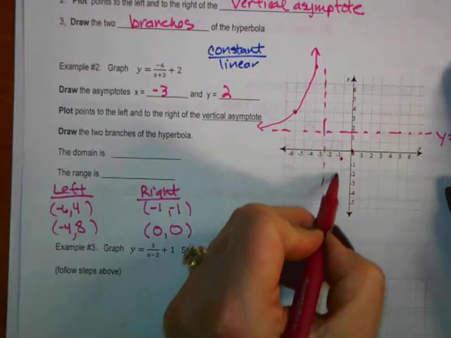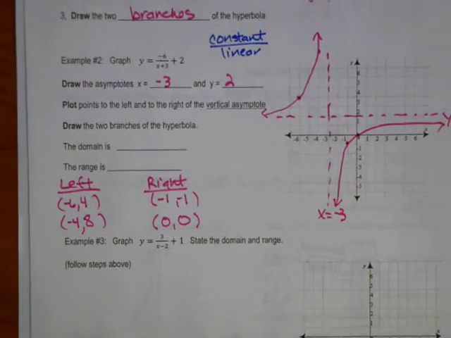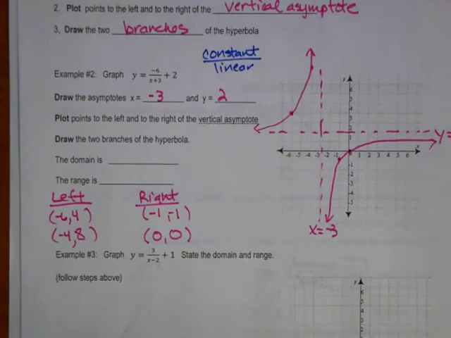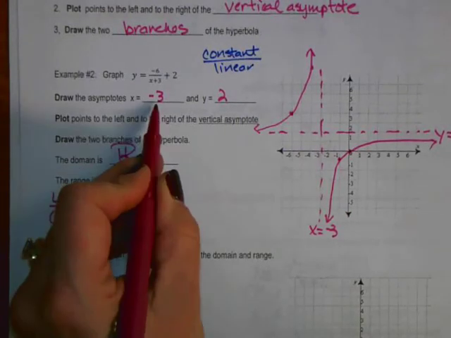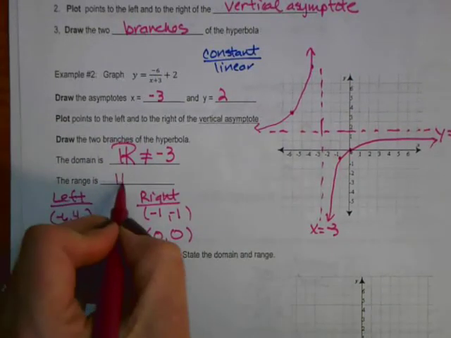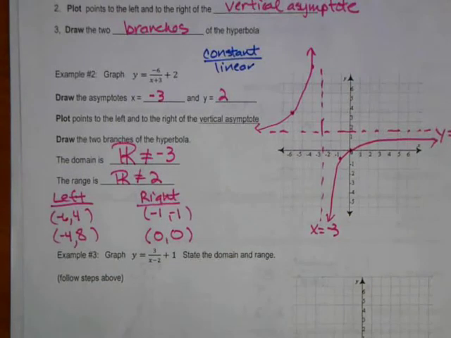And you've got to try and draw them as symmetrical as you can, even though your points may not be. All right? Not too bad? Okay, what's the domain? Yeah, and it's real easy because it can't be what the asymptote is. So it's all reals but not negative 3 for x's. And all reals but not what? 2. Okay? So that's not too bad.